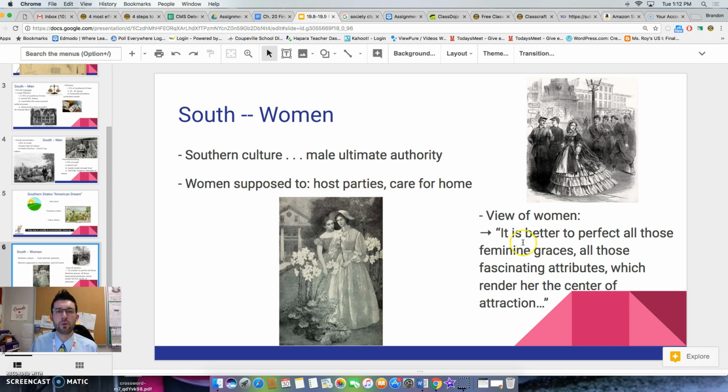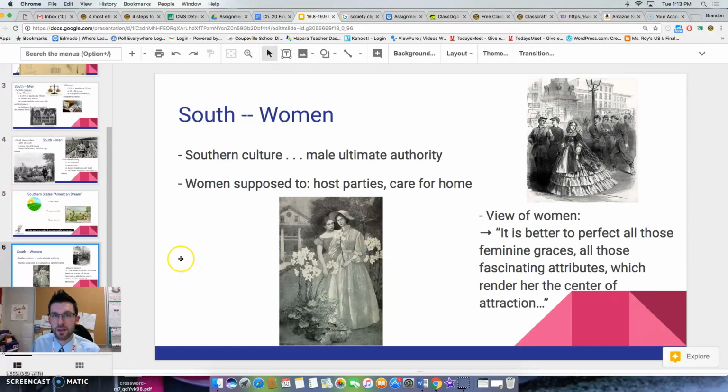This quote here is one I found that came out in about the mid-1800s or so, and it truly gives a good glimpse into how women were viewed and what people thought they should be doing with their time. "It is better to perfect all those feminine graces, all those fascinating attitudes which render her, the woman, the center of attraction." I want you to take a moment, pause the video, and even reread this quote and think about what this author, more likely this man, is saying a woman should do with her time.